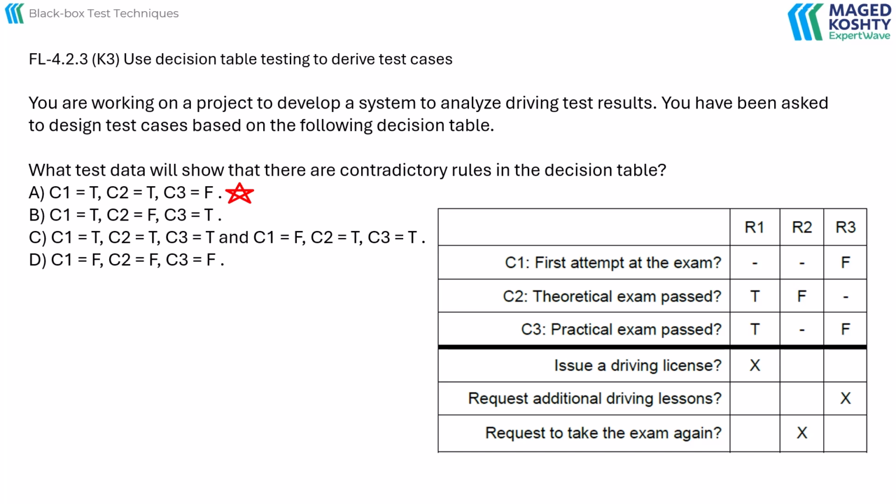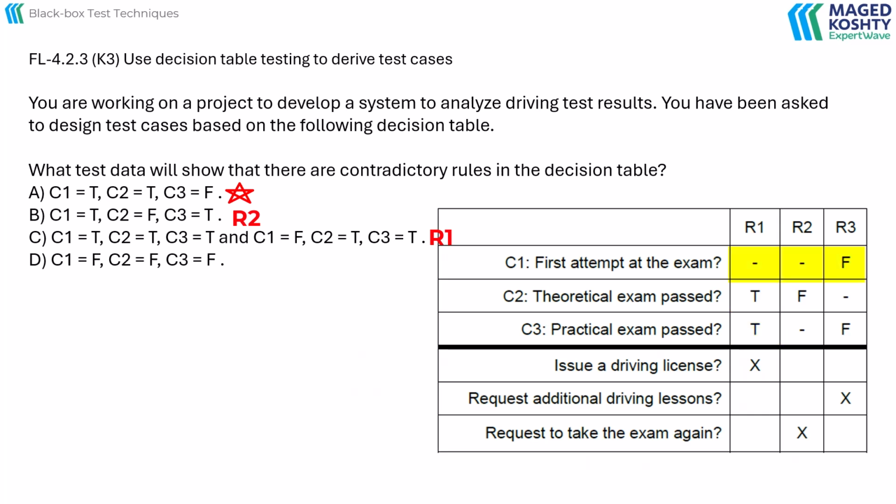Let's wait. B. C1 T, so it's R1 or R2. C2 F, it's R2. C3 T, yes, it's R2. No contradiction here. See? C1 equals true. C2 equals true. C3 equals true. This represents R1. And C1 equals false. C2 equals true. C3 equals true. This also represents R1.